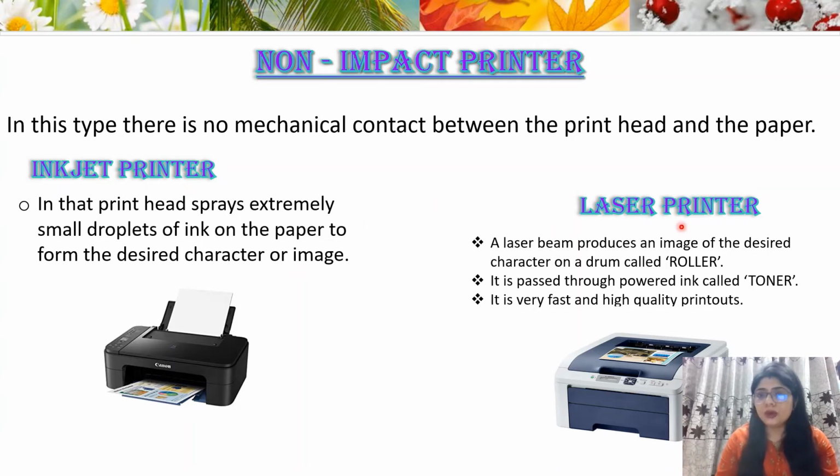Okay. What is happening in laser printer? A laser beam produces an image of the desired character on a drum called a roller. Whatever print you want, a laser beam will produce a copy of that image on the drum, which is called roller. The roller is then passed through powdered ink called toner. It is very fast and produces high quality printouts. Laser printer is very fast and the printouts produced from it are very high quality.